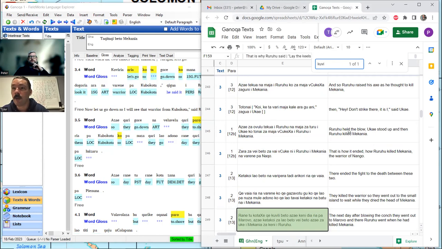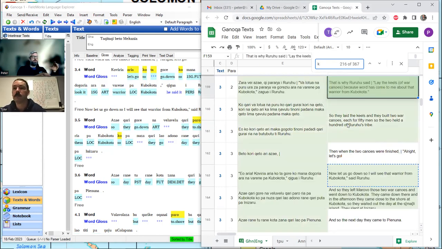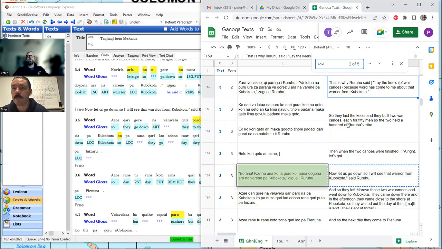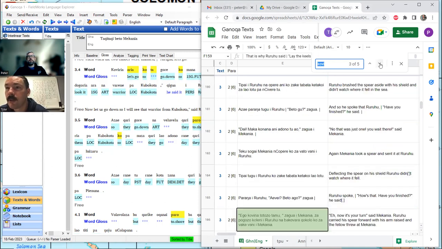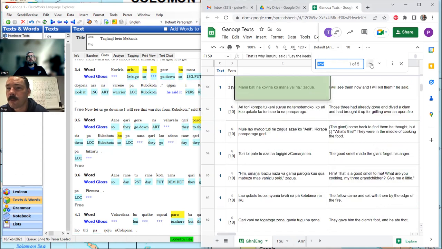It's Kovi with O. That's what I'm not getting right. We just have one hit. Well, you have 5 hits for Kovi. Oh, I'm in the wrong tab. How nice. That's good. That's 2 of 5. Can you go back up to the first one?